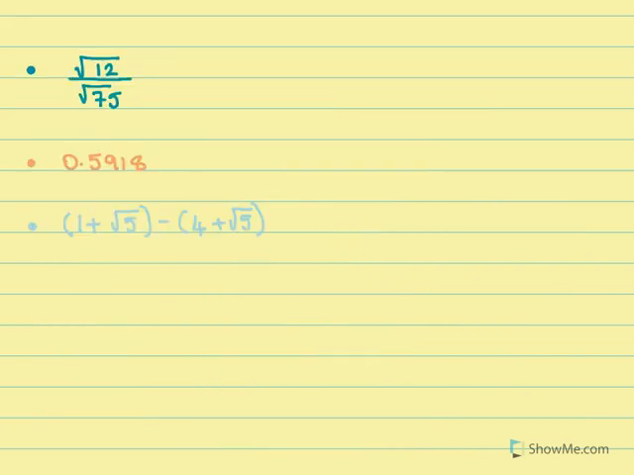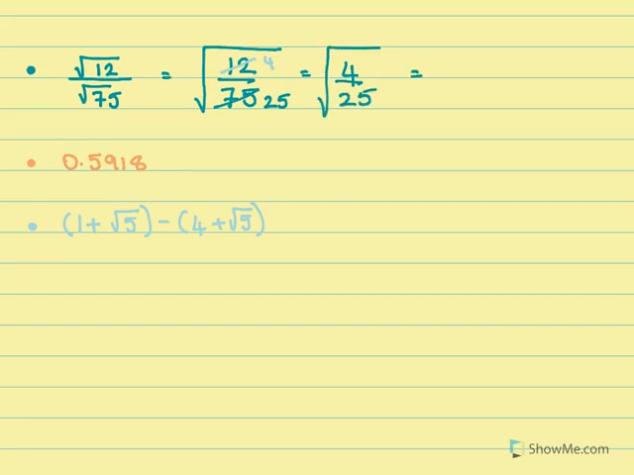Now for under root 12 over under root 75, we will first reduce. So we have 12 over 75. And if you reduce this by 3, you will get 4 here. So this is 4. And you reduce this by 3, you will get 25. So this will be under root of 4 over 25. Under root of 4 is 2. Under root of 25 is 5. So this is a rational number.